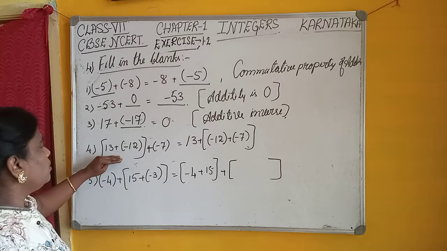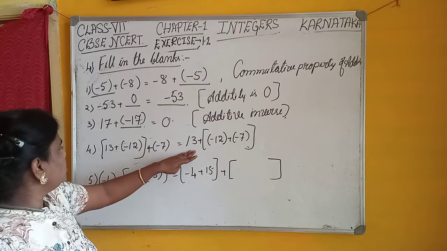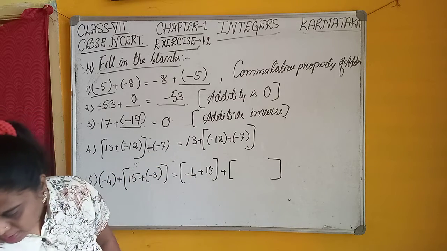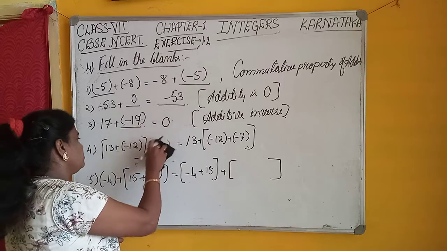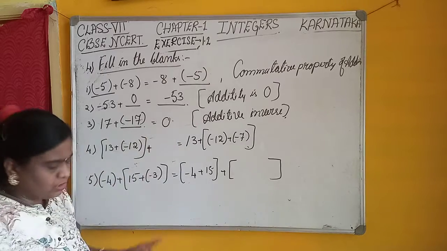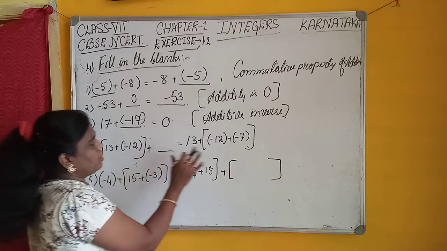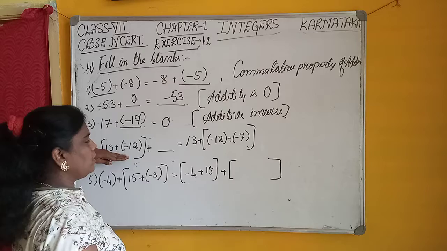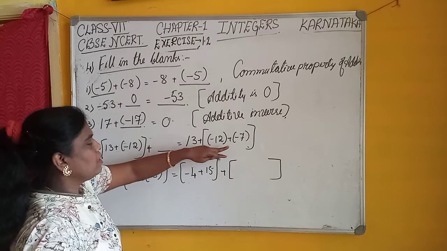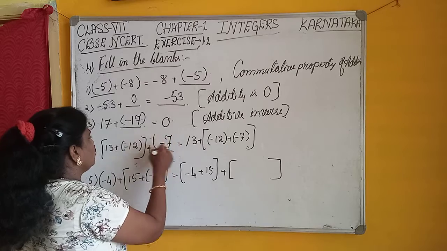And here 13, minus 12 and minus 7 is given. Here 13 is given, minus 12 and minus, which one is not present? Here this one is not present. Here dash is given. Here you have to fill up this. According to the associative property, here 3 numbers are used. 13 and minus 12 are here. The remaining number is minus 7.